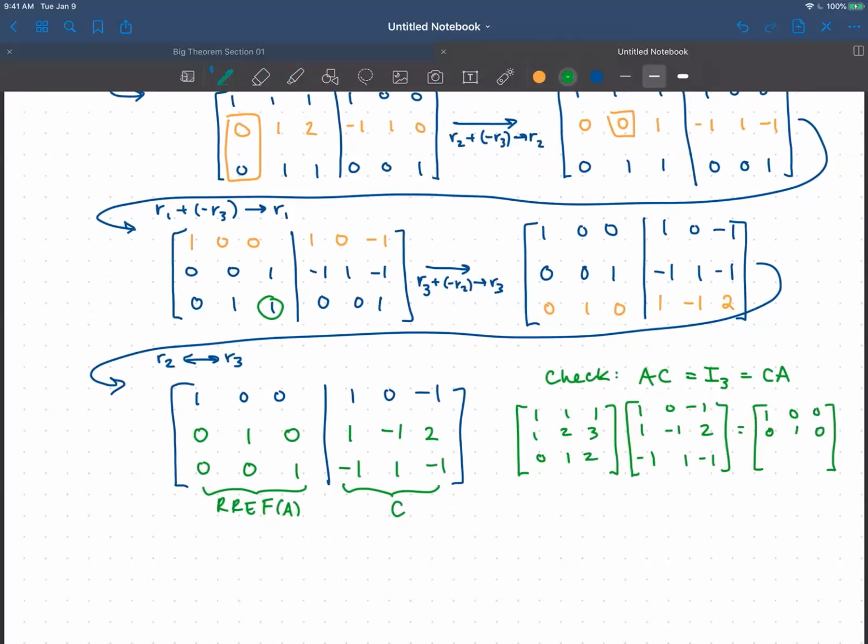What did I do wrong here? Let's see. So I switched these rows. 0, 1, 2 times 1, 1, -1. This is giving me a -1. So I see that this last row is incorrect. I must have done something wrong here. All right, so we'll pause for a second. I'll go back and figure out what I did wrong. This is the value in checking our work. Let's see what happened.